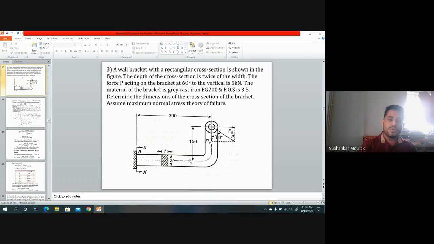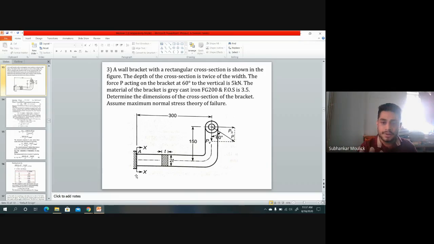What will these two do? These two moments about section XX will bend the entire body. Will it bend or not? Yes, sir. It will bend. PV into 300, that is one moment, plus PH into 150. Fine. PV into 300 plus PH into 150 will try to bend this entire component about this section XX. That means this is a case of combined loading problem.